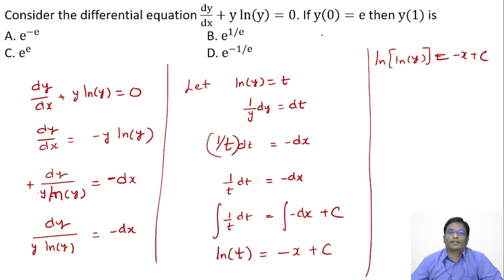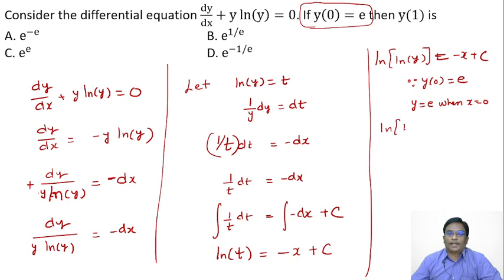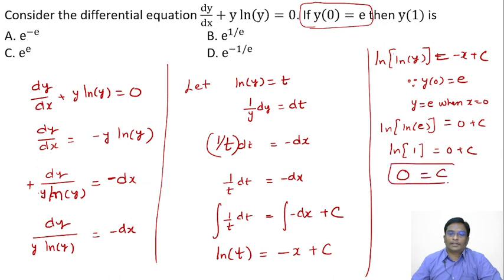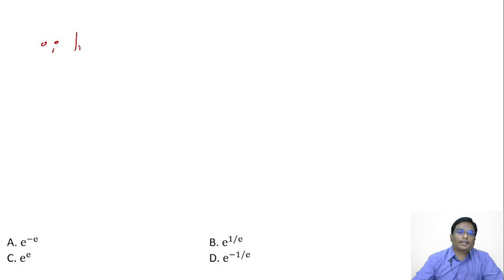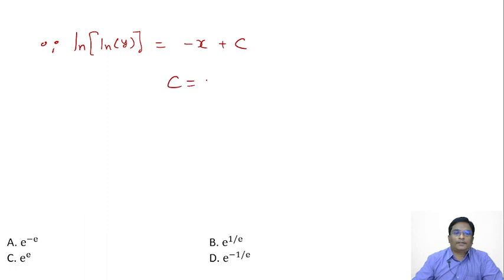And what is given? Given y of 0 equal to e. Let us evaluate that c value. Since y of 0 equal to e, y equal to e when x equal to 0, right? ln of e equals 0 plus c. ln of e is nothing but 1, so 1 equals 0 plus c, and we got the c value as 0. So ln of y equal to minus x plus c, and c value we got as 0.